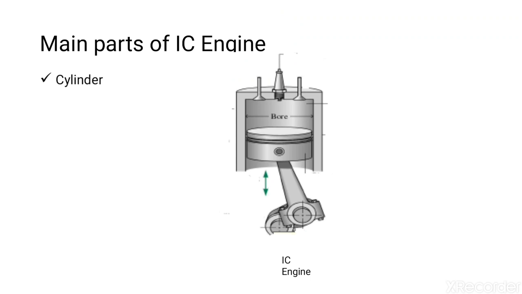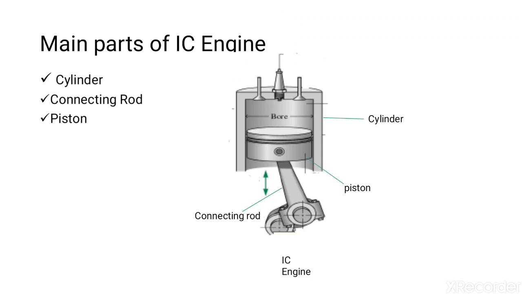Cylinder is a stationary part of engine in which burning of fuels takes place. Connecting rod is the connector between piston and crank. Piston is the slider inside the cylinder. Crankshaft acts as an output shaft.